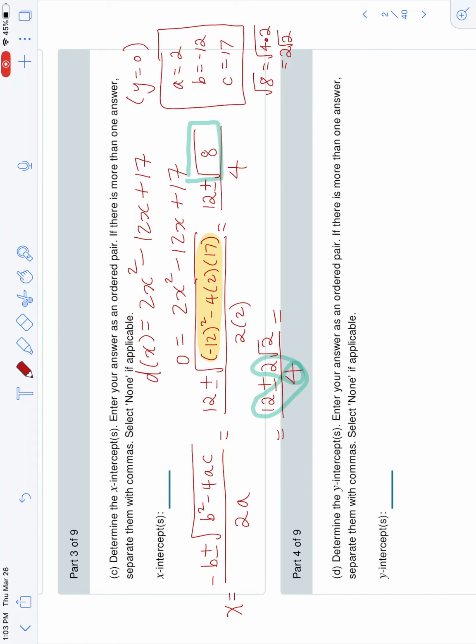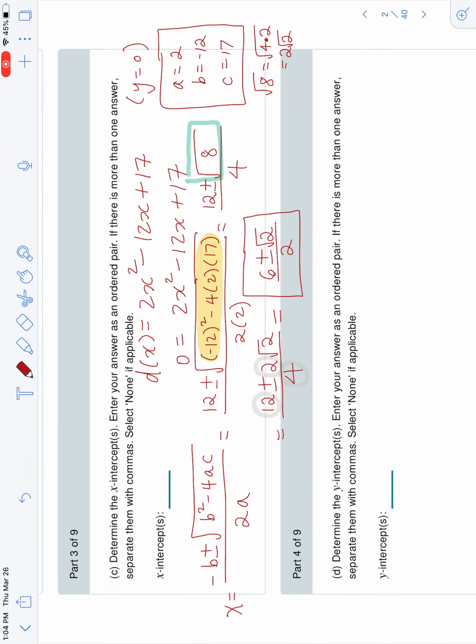I can't really divide all the way. Let me just circle all these 3 numbers, 12, 2, and 4. These are all divisible by 2, right? So I'll divide all of them by 2 and get my final solution for the x-coordinate to be 6 plus or minus square root of 2 divided by 2. So these are 2 x-intercepts. This will be nice to ask you to show me work because you will have to use the quadratic formula. Yeah, I'll do that.